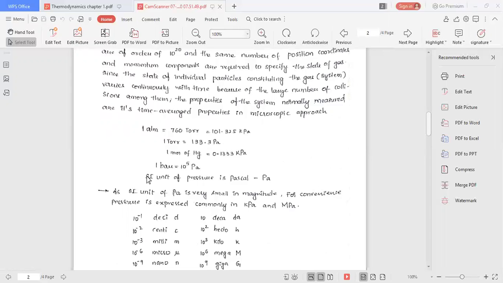Rahul. Madam. Have you listened to this class? Okay. What is 1 atmosphere? Is it an SI unit or a CGS unit?